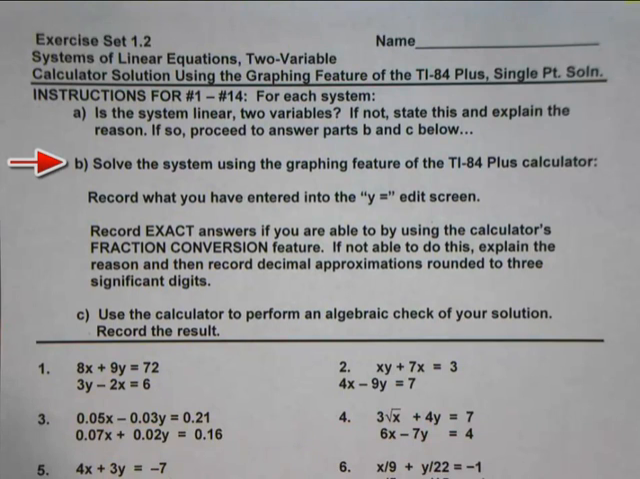Alright, so if we do have a linear system, 2 variables, we would go to part B here, which is solve the system using the graphing feature of the TI-84 Plus calculator. Record what you have entered into the y equals 2 edit screen. Record exact answers if you are able to by using the calculator's fraction conversion feature. If not able to do this, explain the reason and then record decimal approximations rounded to 3 significant digits.